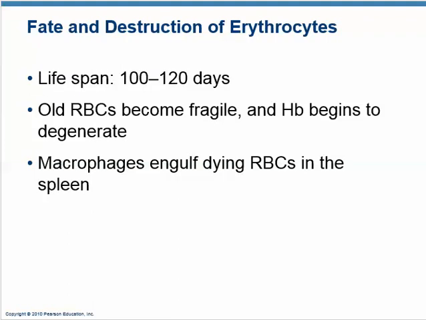So these cells live about 100 to 120 days, so it's somewhere around 3 or 4 months. Literally, you don't have any of the same red blood cells you had when you started this program in September. Because the red blood cells can't fix themselves, they become fragile. The hemoglobin itself starts to degenerate, the other proteins start to degenerate, the cell membrane starts to degenerate, and the whole thing ends up becoming fragile and problematic.